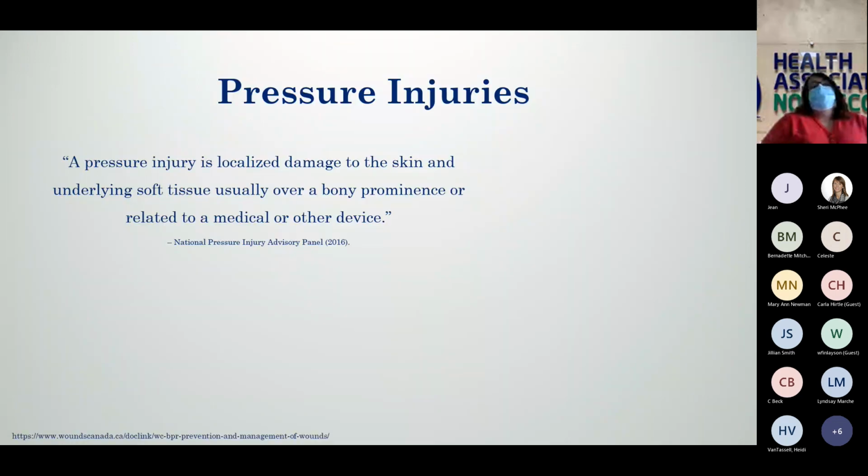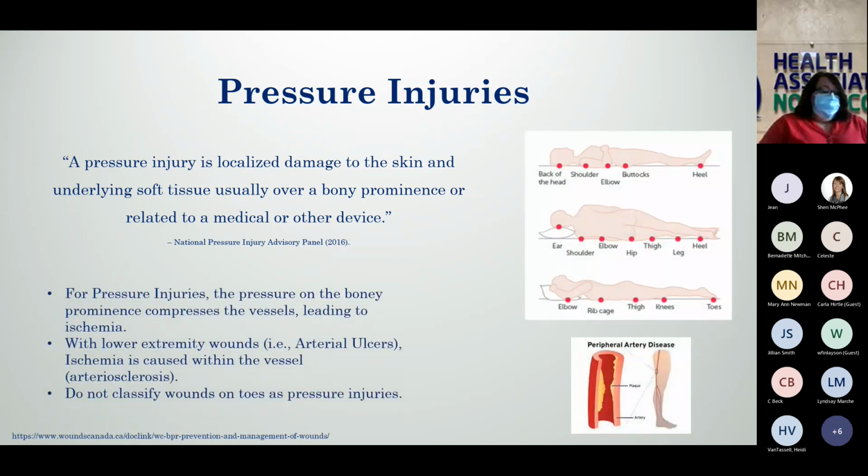So, a pressure injury is localized damage to the skin and underlying soft tissue, usually over a bony prominence, related to a medical or another device. And this was the definition put out by the National Pressure Injury Advisory Panel in 2016. For pressure injuries, the pressure on the bony prominence compresses the vessels. This leads to ischemia. The source of the pressure is removed, and moist wound healing is appropriate as adequate blood supply has been restored.